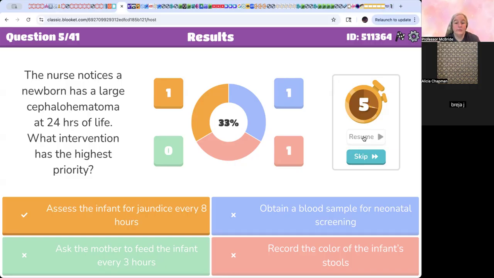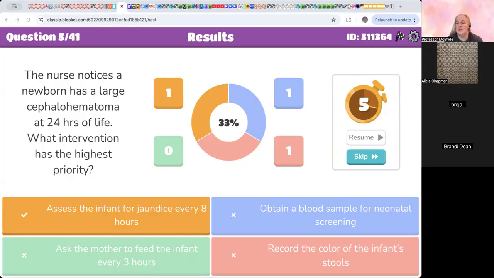Phototherapy. What are important nursing considerations for phototherapy? To put on the little goggles to shield their eyes. Good. Yep, we need to cover their eyes, protect their eyes.